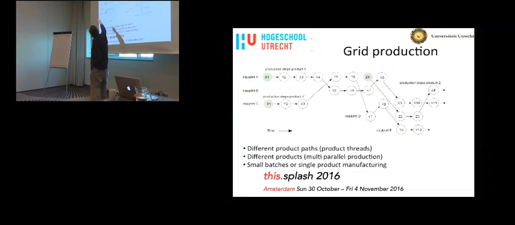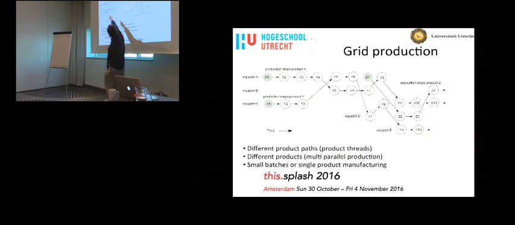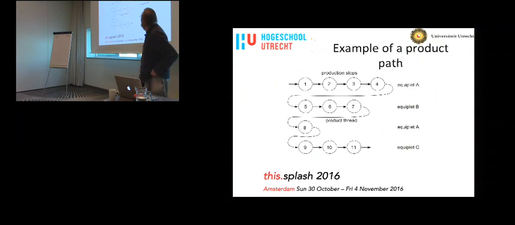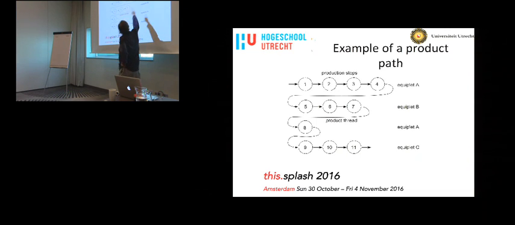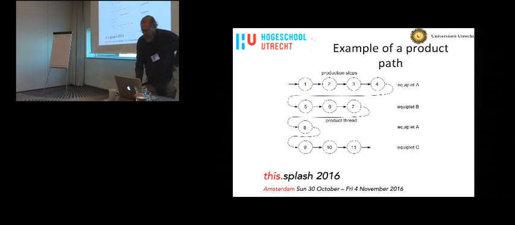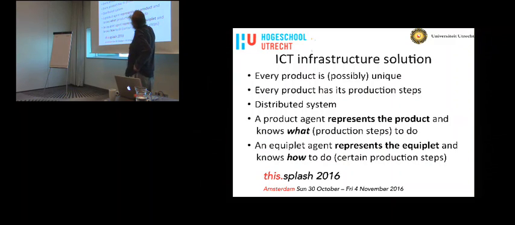You have several of these small machines, equiplets, and then you have product steps. For instance, the first 4 are done by equiplet A, and then the product goes to equiplet B, where 3 steps are done, and then it goes back to equiplet A again, etc. So this is an example of a product path: equiplet A takes these four steps, equiplet B takes these three steps, and then equiplet A takes a step again. So every product is possibly unique, and every product has its own production steps.